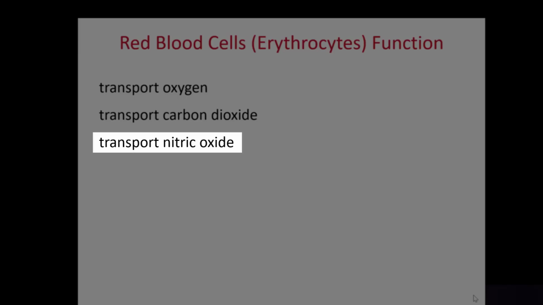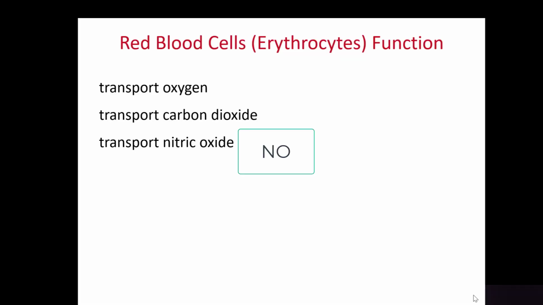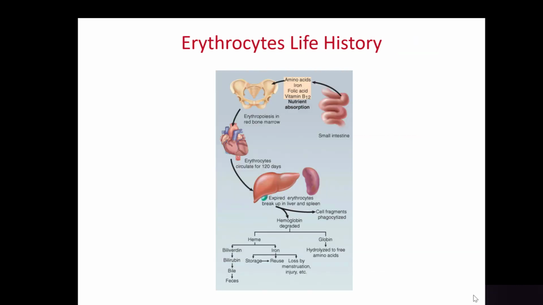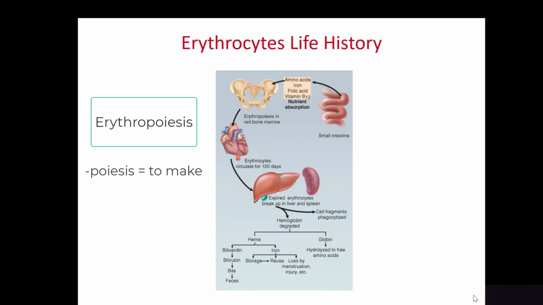Red blood cells will also transport nitric oxide, or NO, which is another respiratory gas that affects blood vessel dilation and smooth muscle contraction. So now let's discuss how erythrocytes are formed and broken down. The process of erythrocyte formation is called erythropoiesis. The suffix poiesis means to make, and this occurs in the red bone marrow.